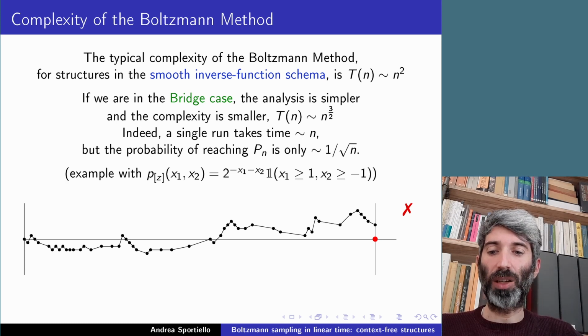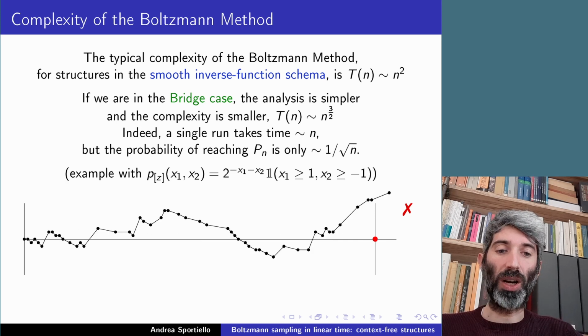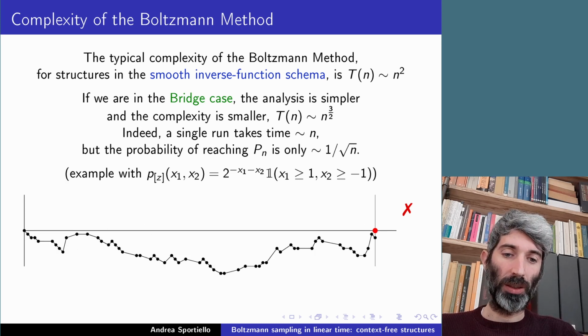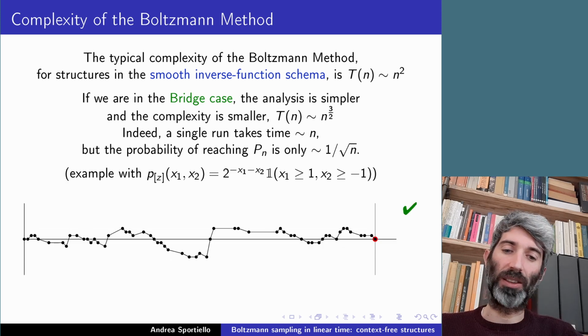So this is a typical walk in your algorithm that has missed the point. This is another one that again has missed the point, which is the red one. Another one that has missed it badly. Another one, and many others. And finally, you will get one that reaches the point.